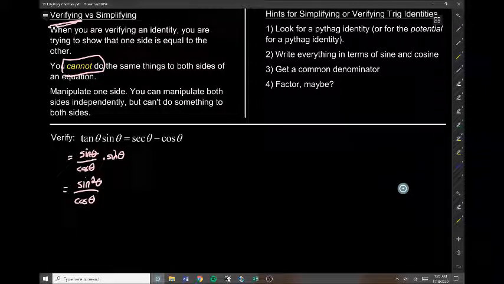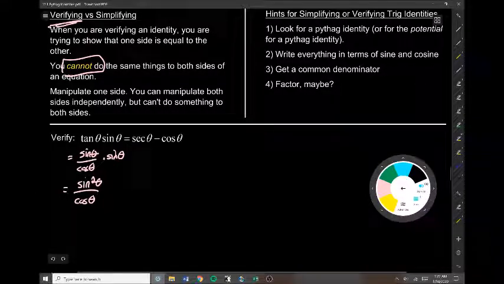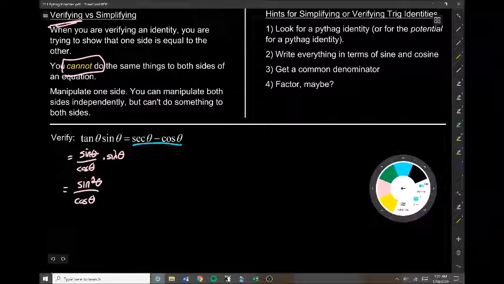That right now is the only thing that jumps out to me that I could do on the left side. So I'm just going to do that on the left side and stop. Now I'm going to play with the right side. If I can make this look like any of these three things, I have done my job.